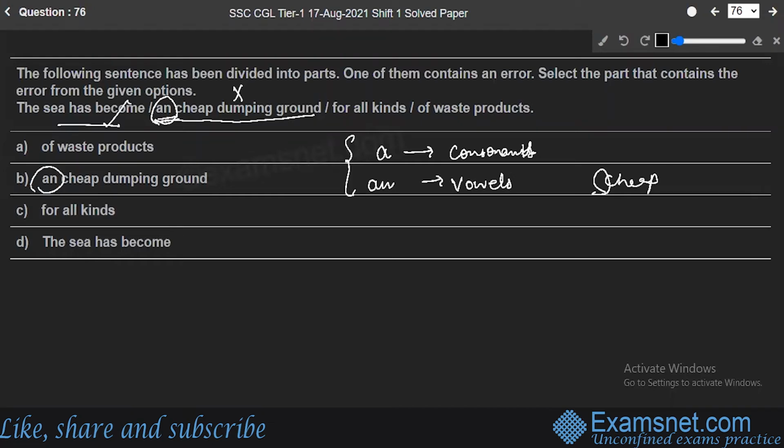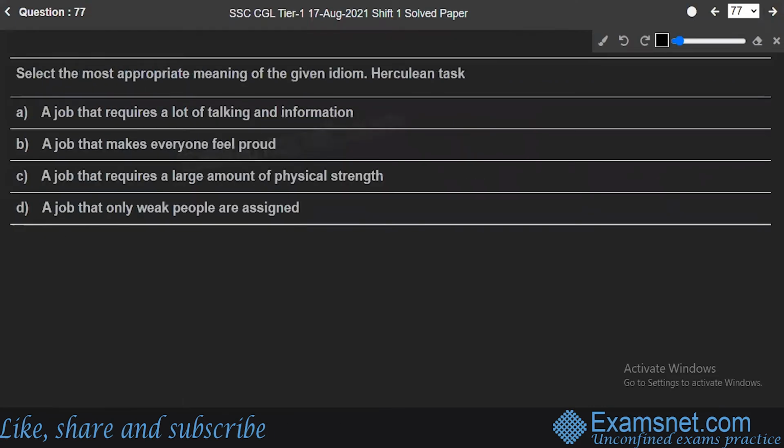It should be a. The sea has become a cheap dumping ground for all kinds of waste products. This is the correct phrase, right? So you can use article a for consonants and article an is used for vowels only. Hope you're clear with this. Option B is the answer to the question. Then let's move to the next question, number 77.